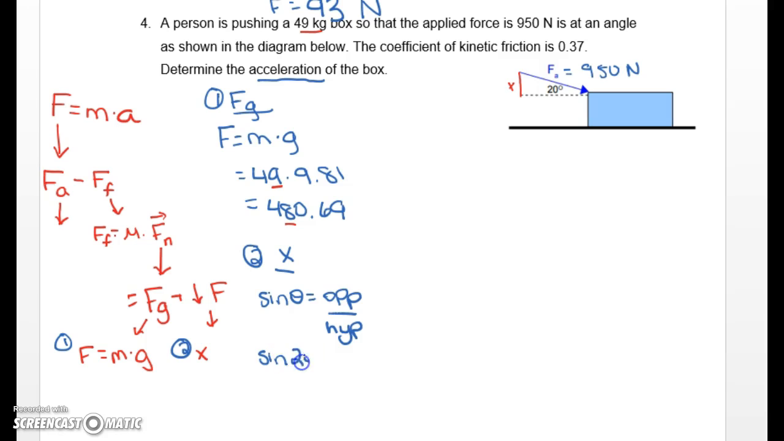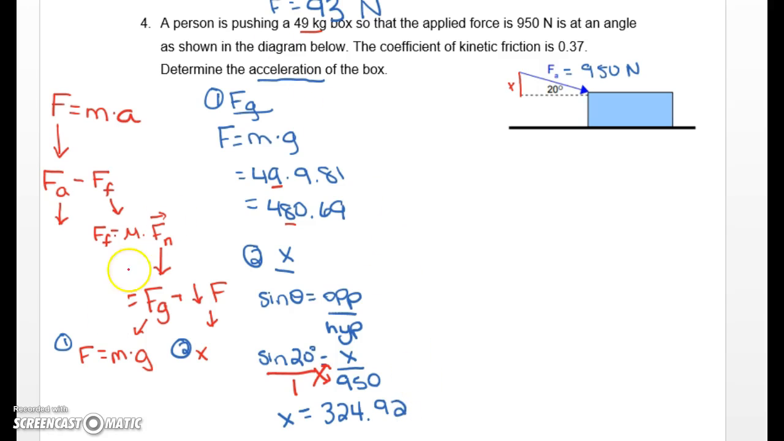So we'll plug in the information that we know. We know our angle is 20 degrees. The hypotenuse is what we're looking for, and our hypotenuse is 950. To solve this, we can write sine of 20 over 1 and cross multiply to solve. So 1 times x is x. And if you put sine of 20 degrees times 950 in your calculator, you will get 324.92.